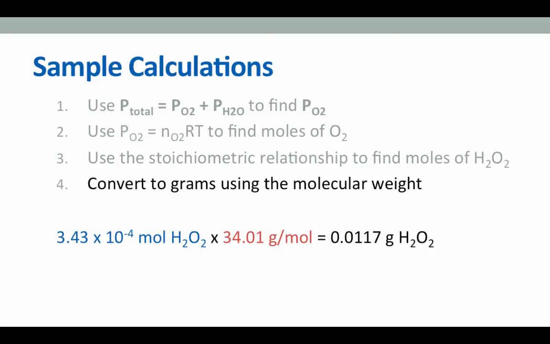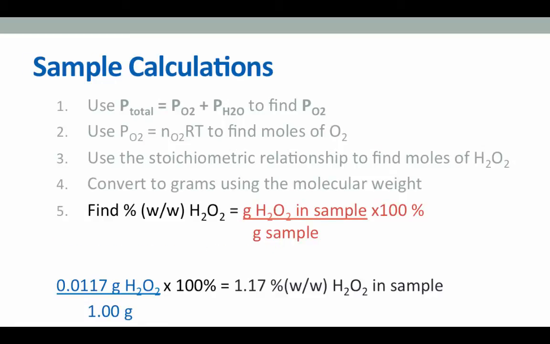Now that I know the amount of hydrogen peroxide in terms of moles, I need to convert that to mass so that I can gain my percent weight by weight hydrogen peroxide, which was the objective of this experiment. So to convert between moles and grams, we need to use the molecular weight. I calculated the molecular weight of hydrogen peroxide to be 34.01 grams per mole. This is multiplied by the number of moles in my sample, the 3.43 times 10 to the negative 4, to give me 0.0117 grams of hydrogen peroxide.